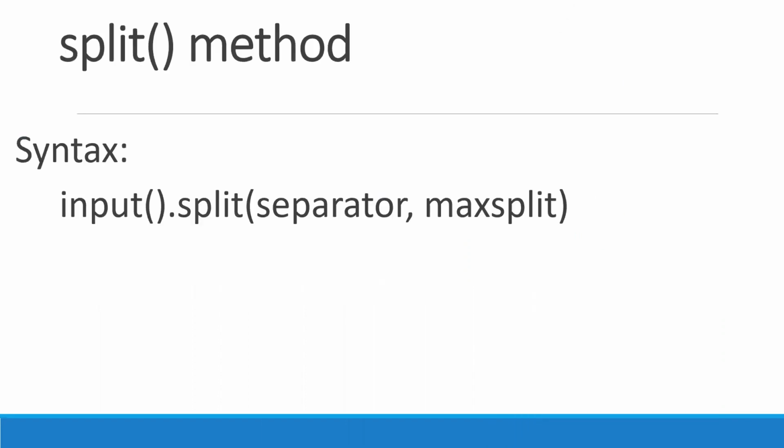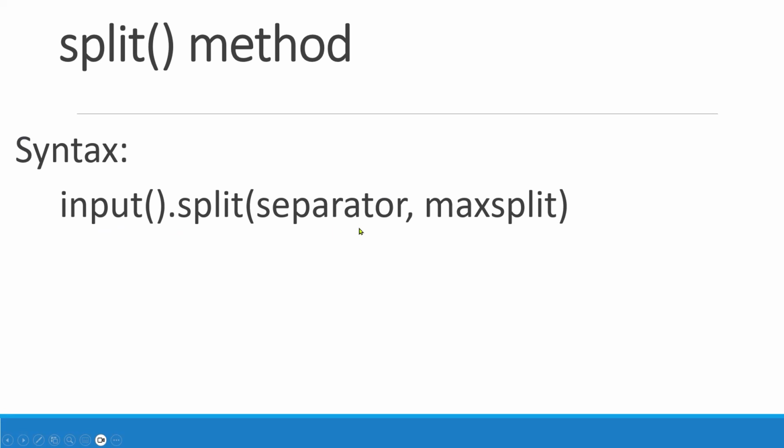The split method. Here is the syntax for the split method. What does the split method do? Well, the split method will allow the user to input multiple values per one input statement. But we'll give you some examples later on. But here's the syntax. We have the input statement here, the input command dot split.